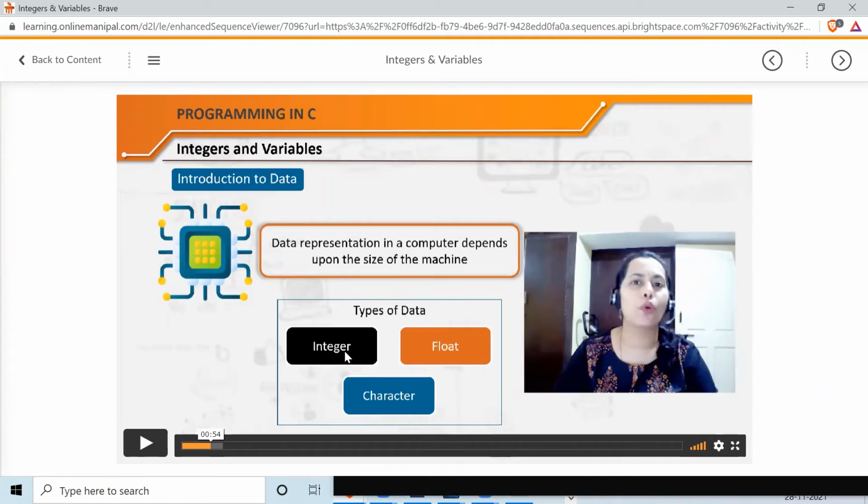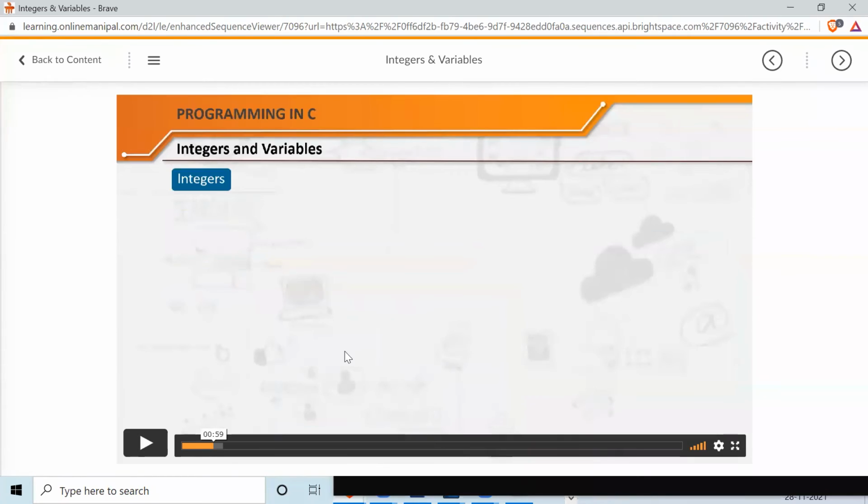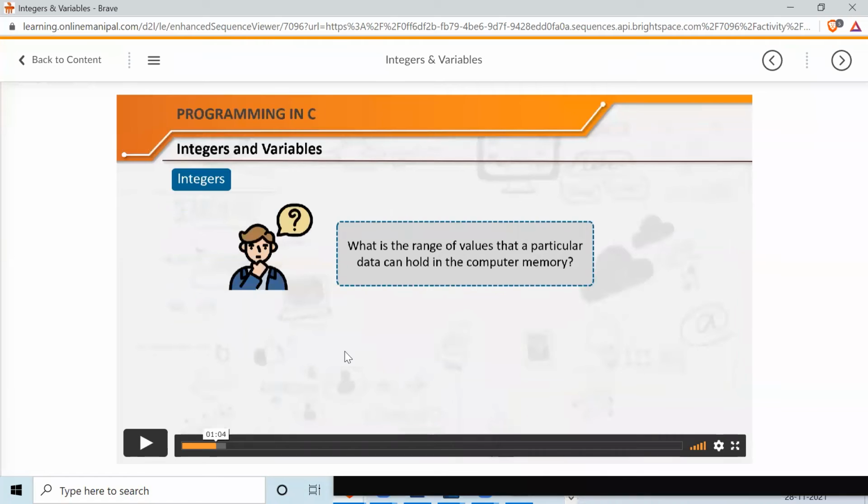For example, by default, normally an integer is supposed to be 2 bit. An integer is supposed to store 2 bit of data. Now, how much is 2 bit? You will learn in just a little while. Character is supposed to store 1 bit. Float is supposed to store 4 bits, and string, I think, is 8 bit. You'll see just now how these are stored.